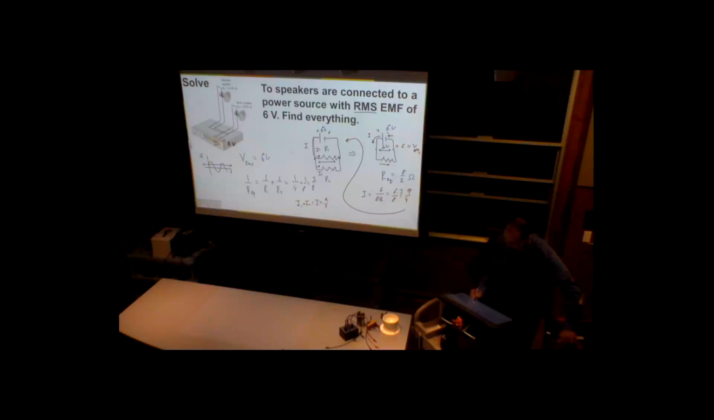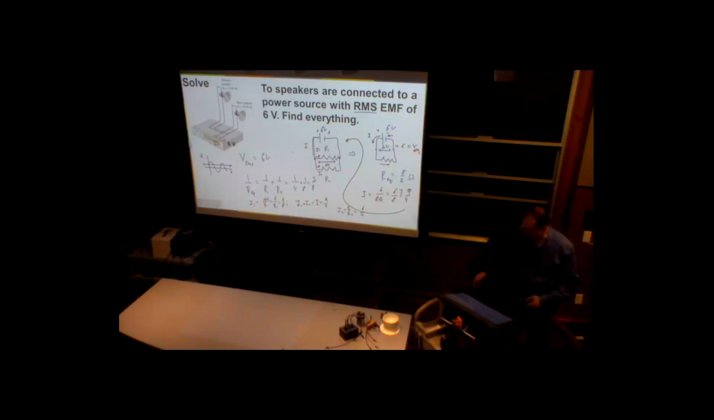What do we know about the voltage across each resistor? Same. So I1 is supposed to be equal to delta V1 over R1, but delta V1 is just the EMF. So 6 over 8. I2, we can calculate by subtracting or by applying Ohm's law. 6 over 4.